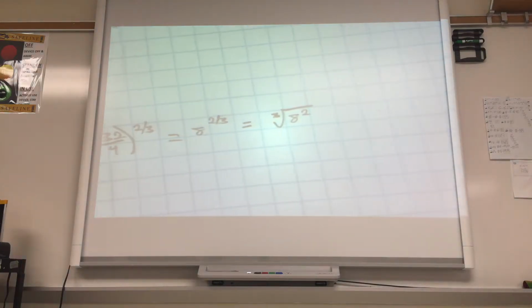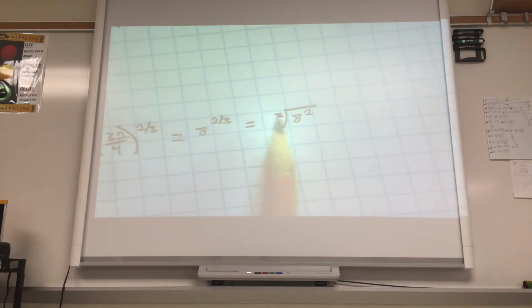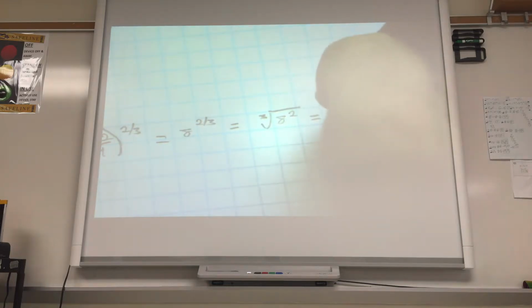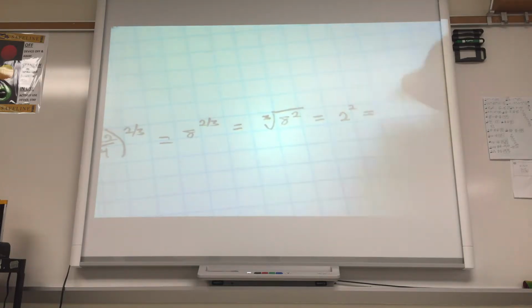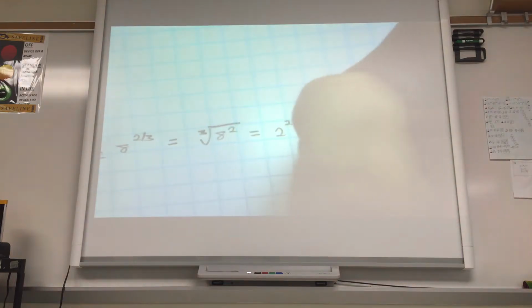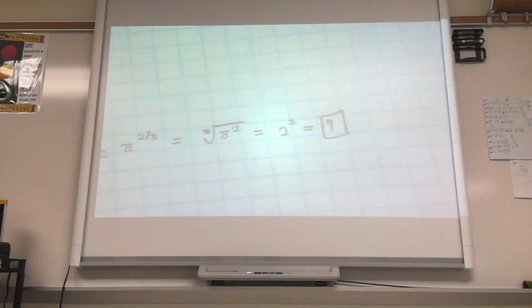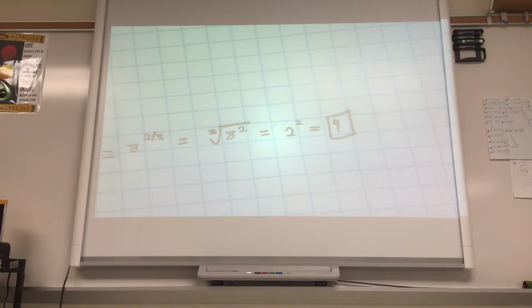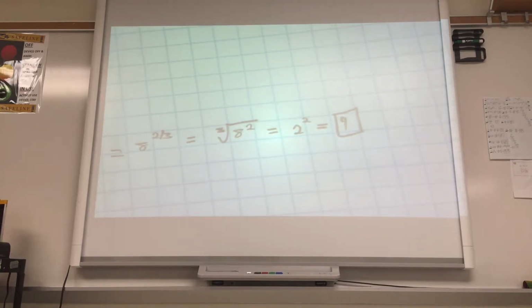That's the same thing. Well, we know what the third root of 8 is. The third root of 8 is 2. 2 times 2 times 2 is 8. So this is the same thing as 2 squared. And we know what 2 squared is. That's 4. So sometimes you're going to have to simplify a little bit further than you normally would at other times. If you can, you simplify further. Okay, that was number 11.